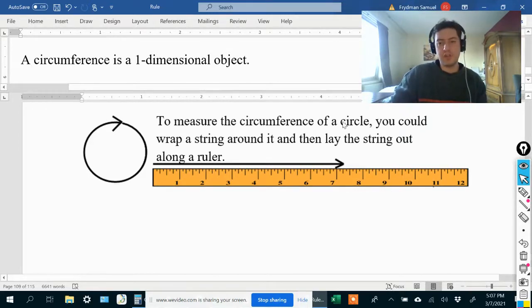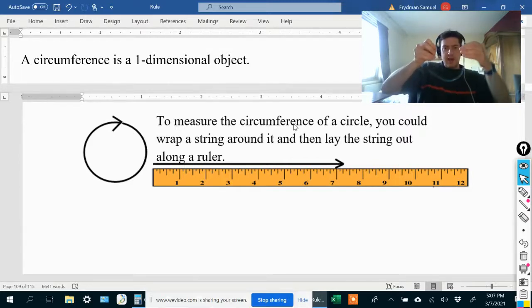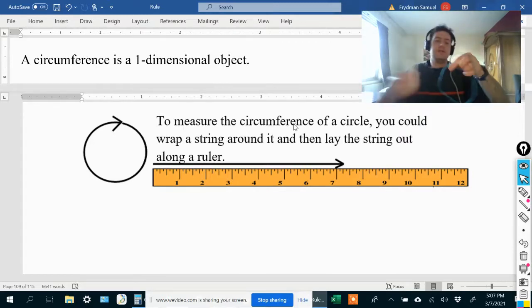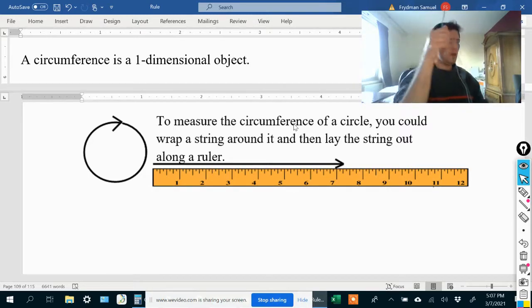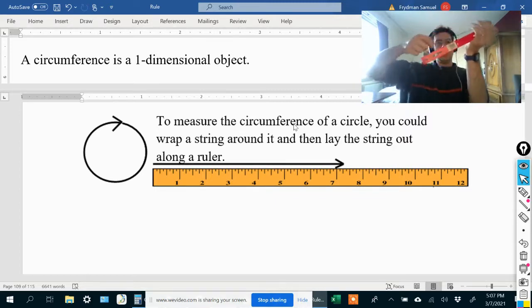To measure the circumference of a circle, you could wrap a string around it and then lay the string out along a ruler. So pretend that I have some circle in front of me and I want to measure the circumference of that circle. I could take my string, wrap it around the circle, and once I get it wrapped around, take my scissors and cut that off like that. And then I would just take my ruler and stretch that out.